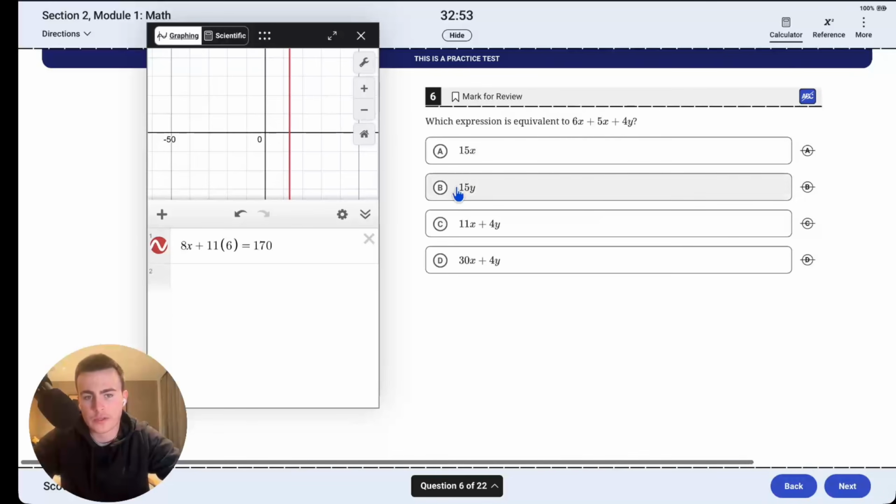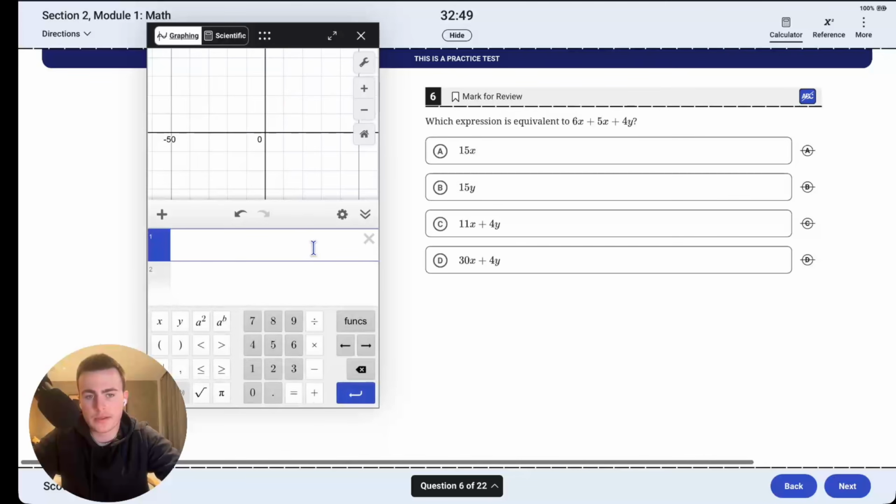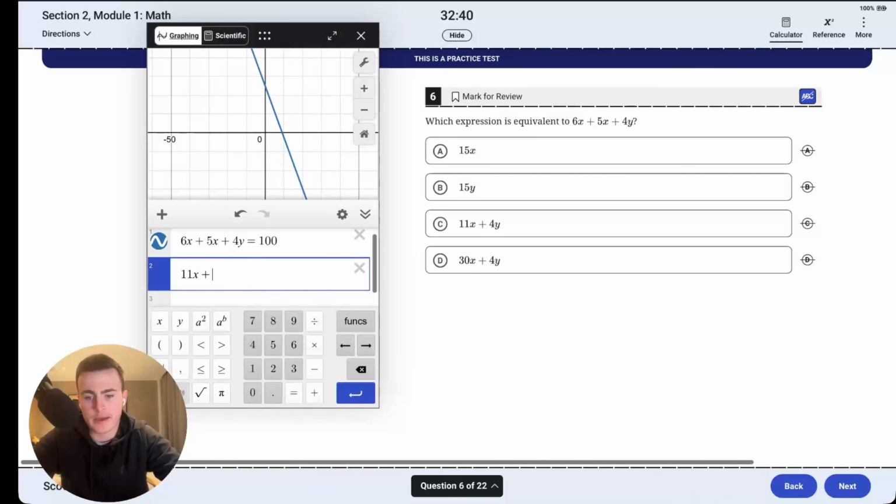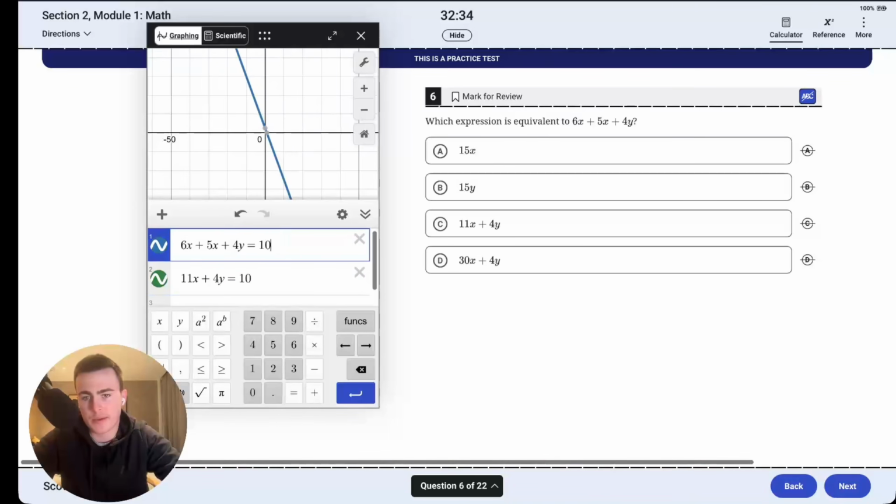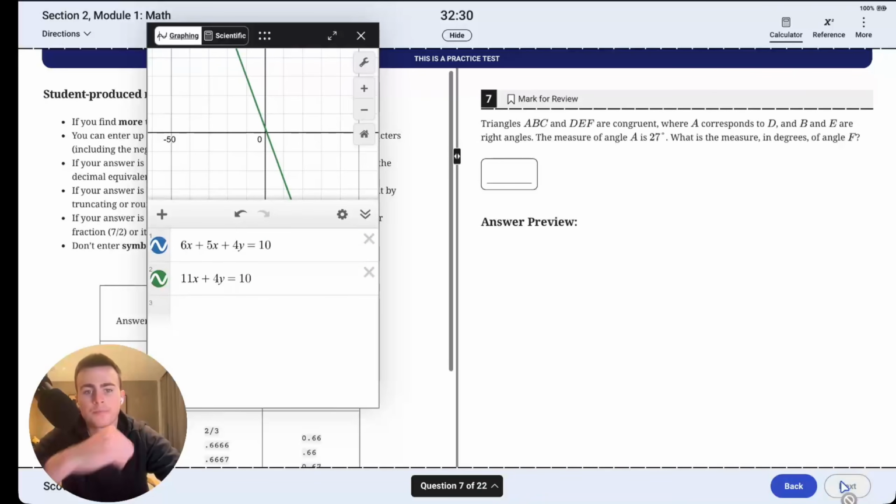Okay. Which of the following is equivalent to this? Well, I could do it in Desmos. The way you do it is you do 6x plus 5x plus 4y equals 100 or something. And then you do the same thing for these equations and see which one is equal. It's just C by doing it in my head, but you'd plug it in like this, and it's the same line. I picked 100, but it doesn't matter what number you pick. Just don't pick a 1 or 0. You have to set them equal to the same number. So it's going to be C here.